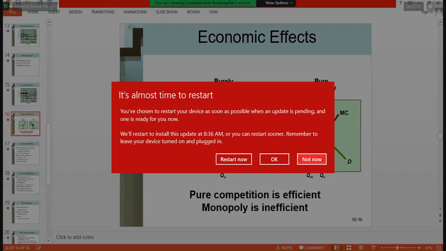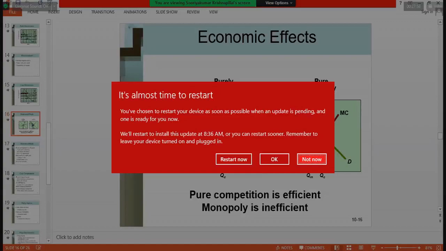So we are not allocating our scarce resources efficiently, because the society is still getting benefit. Price says the marginal benefit to the society. So marginal benefit is greater than marginal cost in the monopoly market. When they produce QM, price is the marginal benefit, so marginal benefit is greater than marginal cost. Then if we produce more, we will get more benefit to the society.